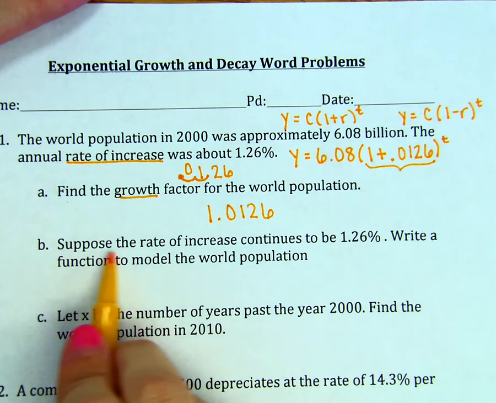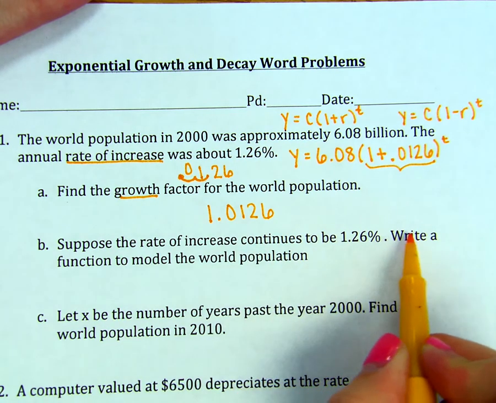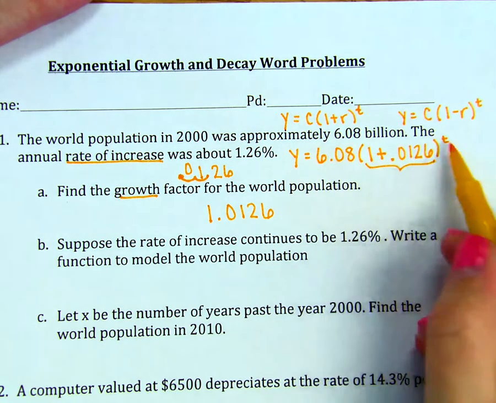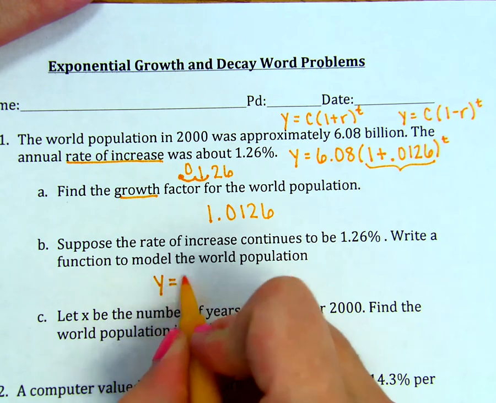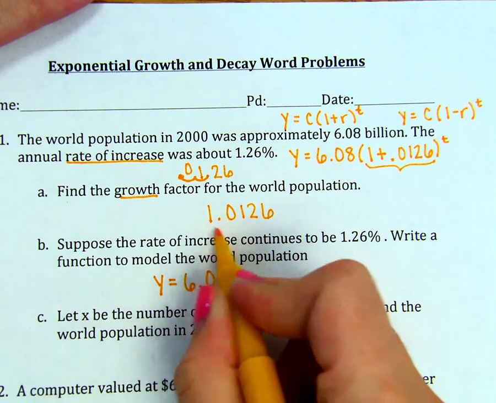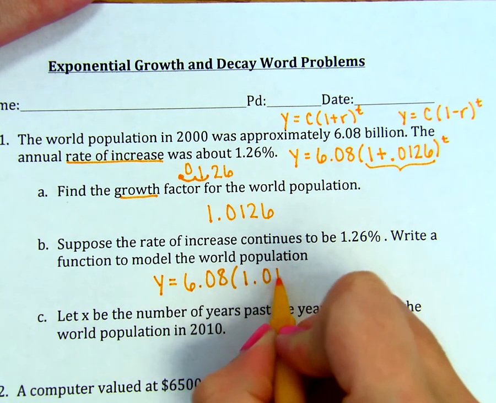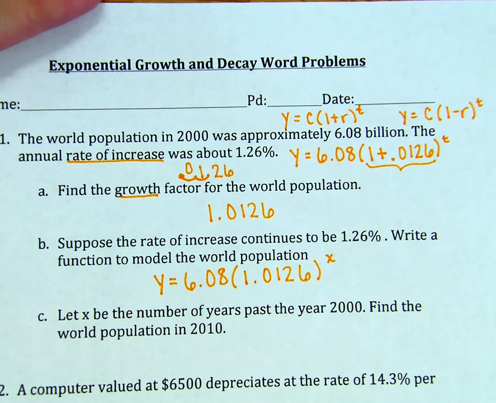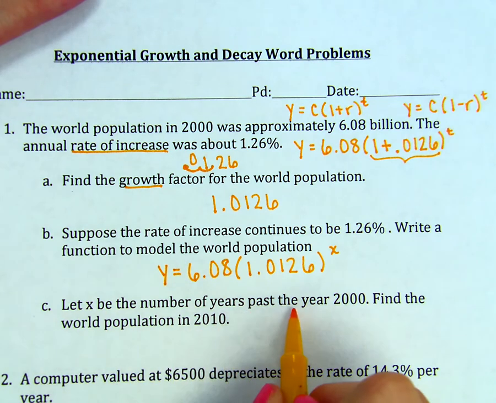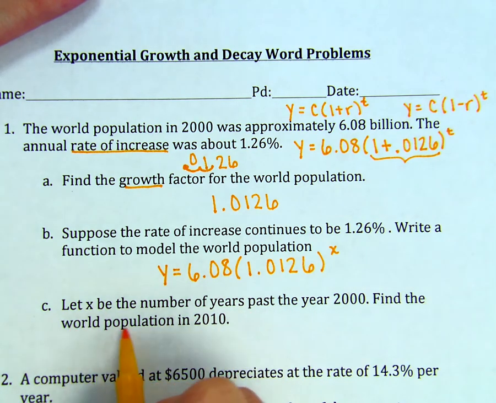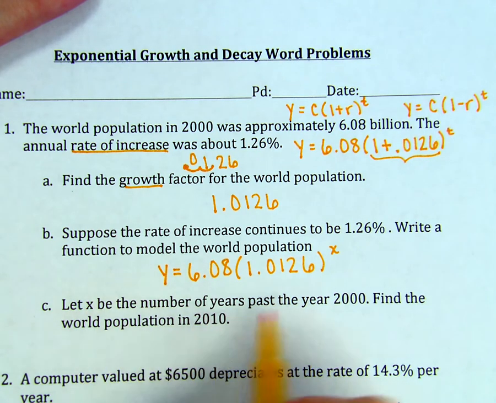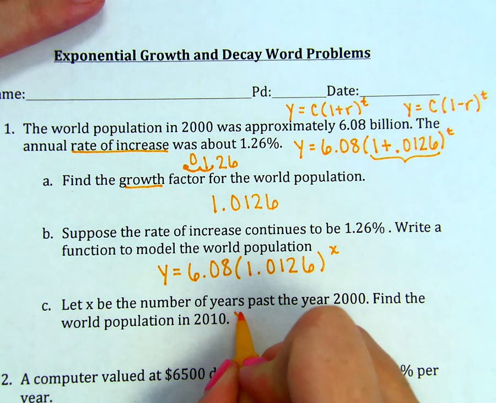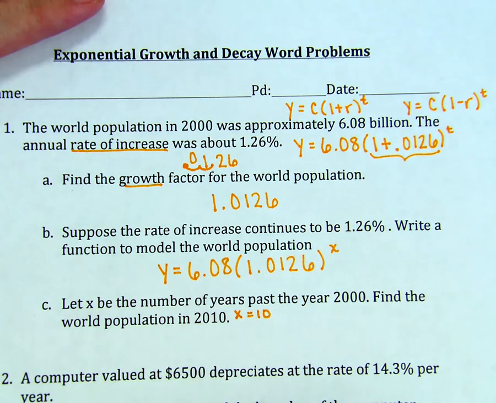It says, suppose the rate of increase continues to be 1.26%. Write a function to model the world population. So the function that you could write is either the function we've created here, or we can simplify that function and use that growth factor from part A and write it as 6.08 times 1.0126 to the x power. And then here it says, let x be the number of years past the year 2000. Find the world population in 2010. So x is the number of years past 2000. So in 2010, we are 10 years past. So x is going to equal 10, and we're going to plug 10 in for x here.